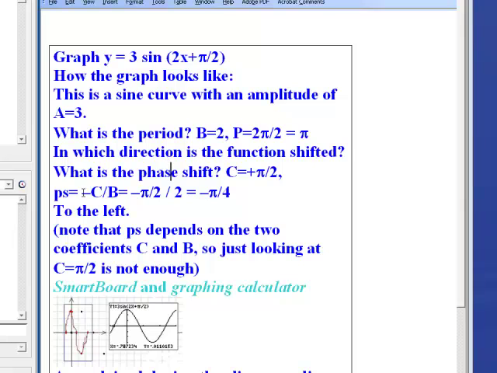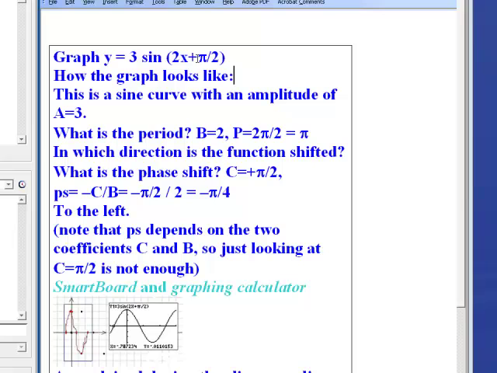Notice that the formula for the phase shift has that extra negative inside, so that when you look at what's happening inside the sine itself, you have a plus pi over 2, but because of the extra minus there, that actually means it's being shifted to the left. And if it had a minus right here, then it would be shifted to the right, again because of that extra negative, which would cancel that hypothetical minus that you have here.